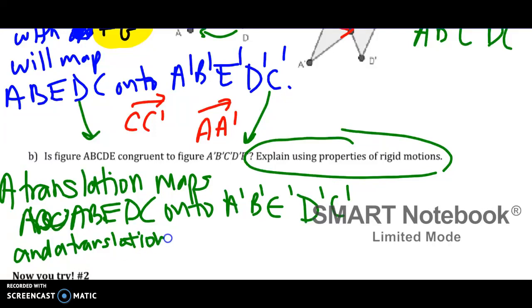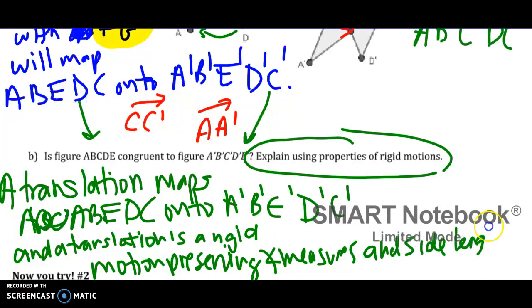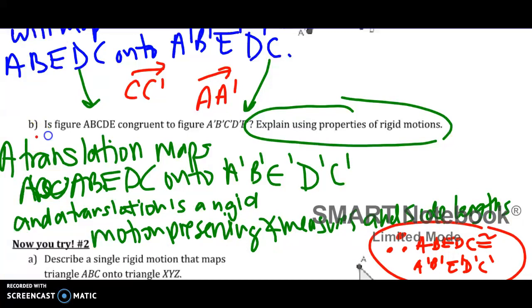and a translation is a rigid motion, preserving or keeping the same angle measures and side lengths. Notice I have not answered the question yet. Yes or no? Are the two figures congruent? Therefore, A, B, E, D, C is congruent to A prime, B prime, E prime, D prime, C prime. Okay, make sure that you answer yes or no. You have to answer this question in your explanation, as part of that.